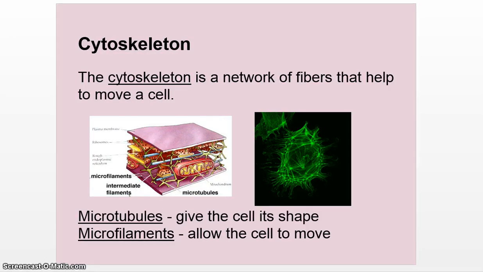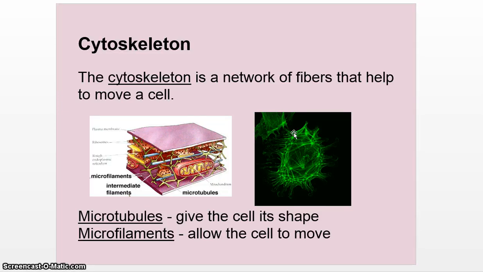Cytoskeleton. Cyto is cell, skeleton is skeleton. So this is the cell skeleton. It's a bunch of fibers that help to keep a cell's structure and help to move around. There are some cells that need to be able to move. There are some cells that need to stay still but still maintain their shape. And both of those things the cytoskeleton does for the cell.